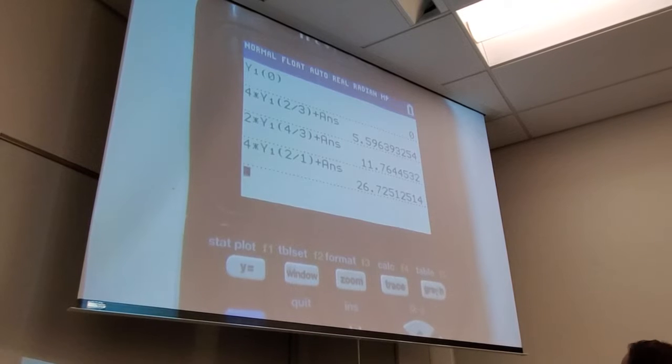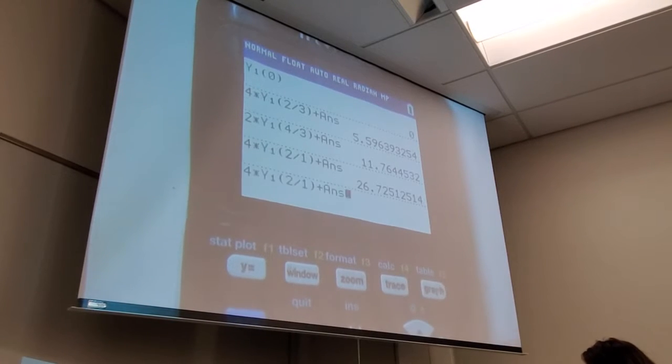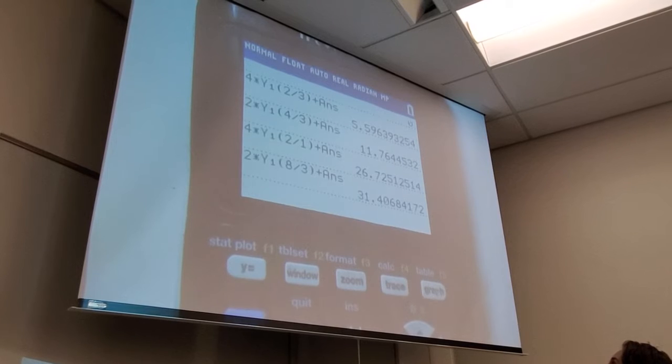Bam! I really want you guys to understand. So y1 of 0 sets that up. 4 times this plus what I already did. That's the second line. 2 times this plus what I already did. That's the third line. 4 times this plus what I already did. And then now I'm at, where am I? 2 times this at, what is it? 8/3? Yeah, 8/3. Bam! And then I want to do 4 times this at 10.